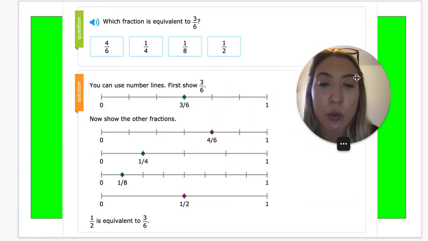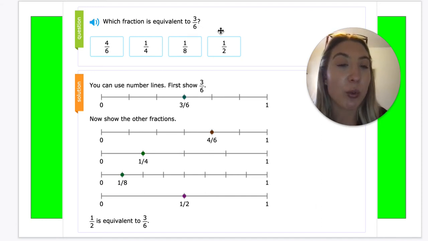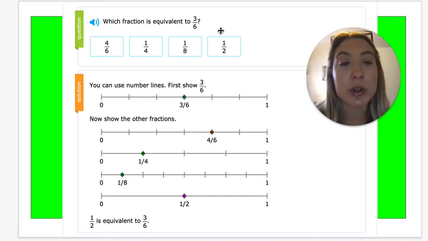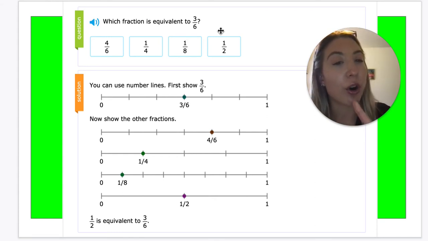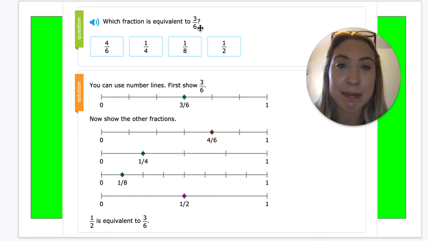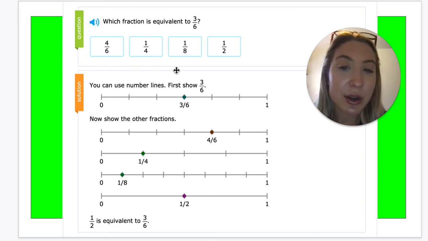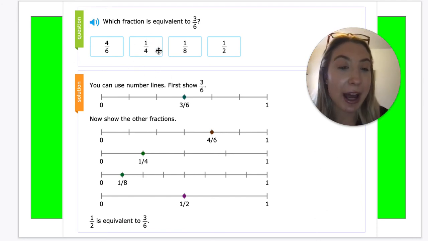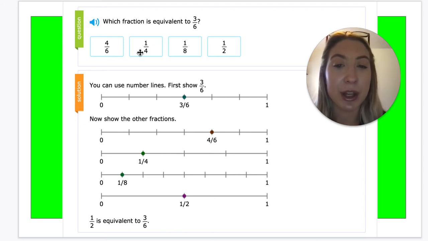Now, they're asking which fraction is equivalent to 3/6. Now remember, we can divide or multiply our numerator and denominator by the same number, or we can draw it out on number lines. But remember, equivalent means equal, and 4/6 is bigger than 3/6. See, the denominator didn't change, so this would not be equal. So then to get to 1/4, we could start by dividing the numerator and the denominator by the same number to see if it would be equivalent.